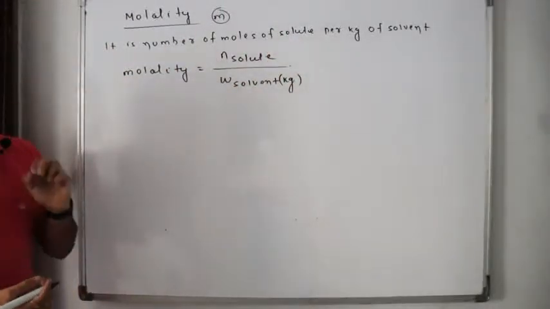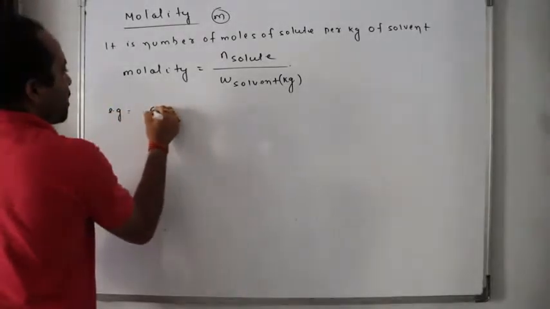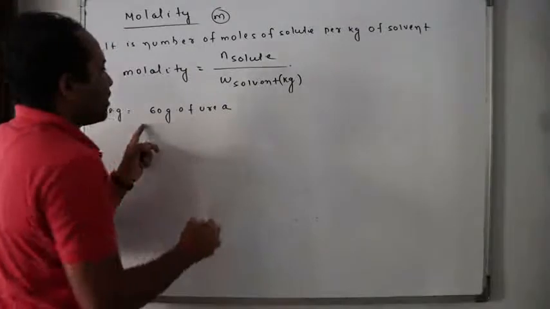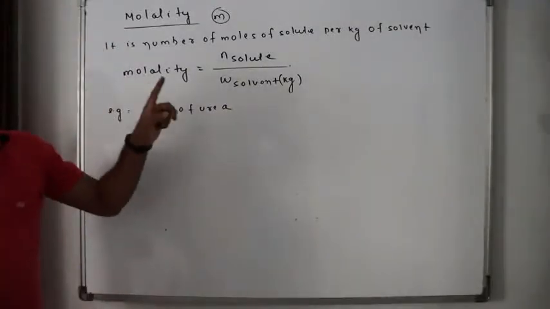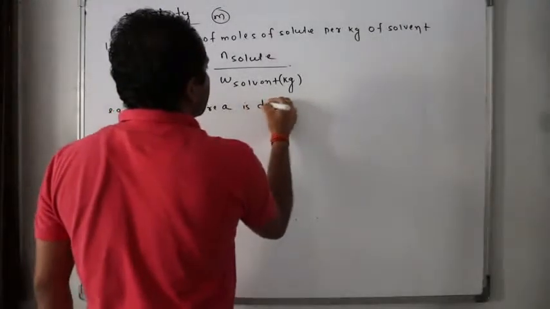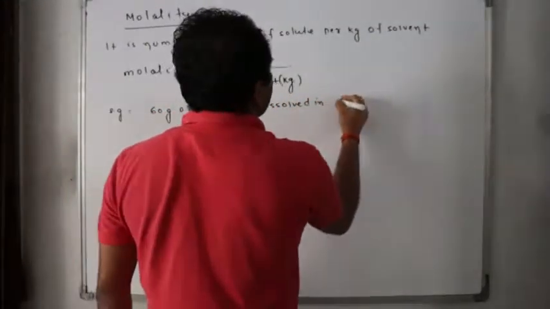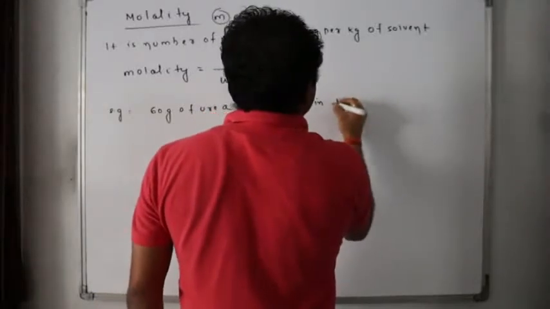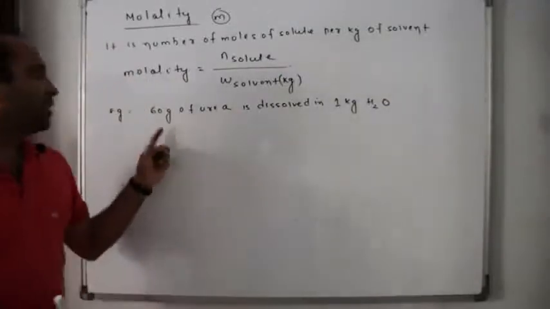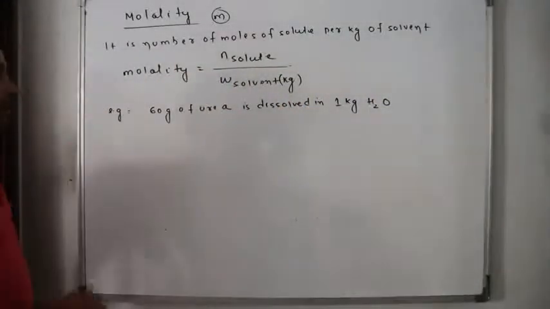Okay. Now, example. If I say 60 gram of urea is dissolved in 1 kg water. 60 gram of urea is dissolved in 1 kg water. What will happen?